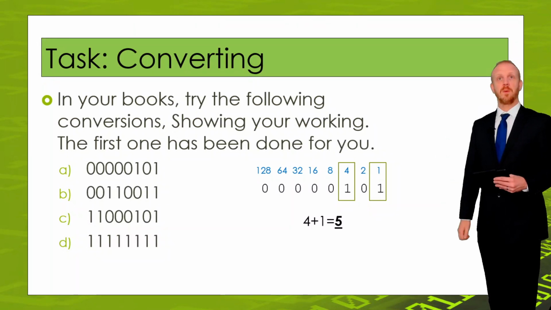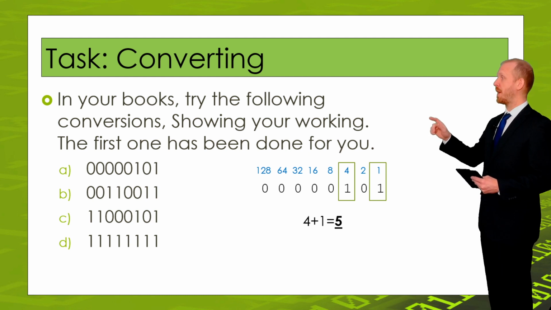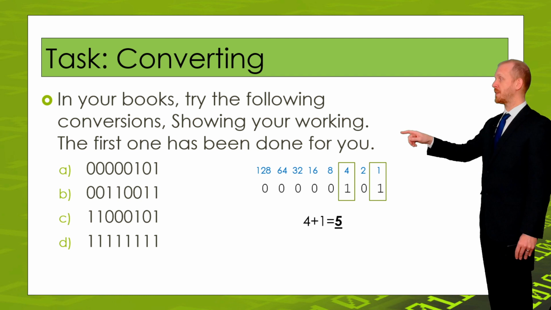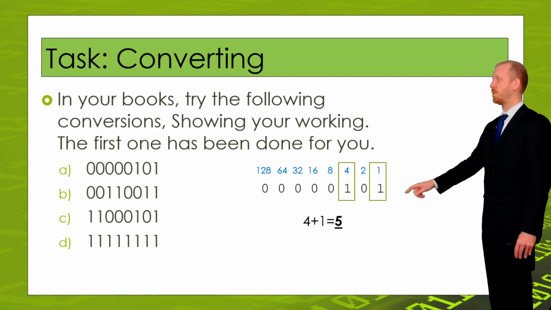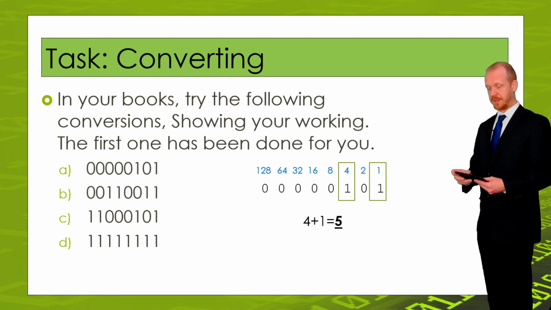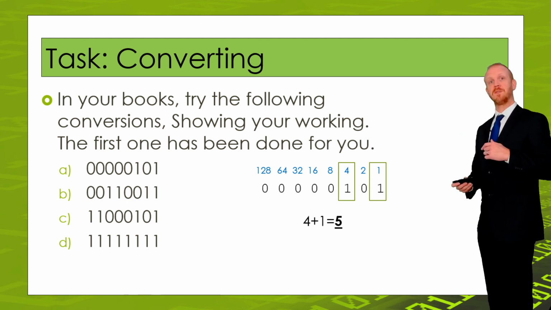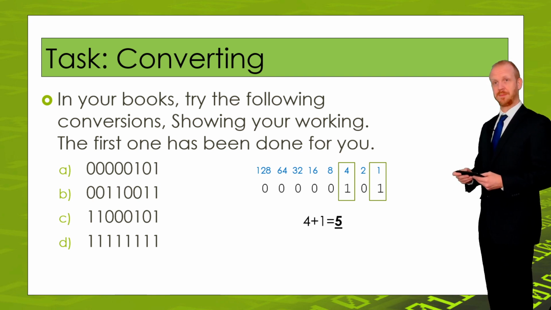So, task for you to have a go at here. This is hopefully fairly straightforward for you. In your books, I want you to try the following conversions. The first one's been done for you. So we wrote that out like this, put the column values in, then highlighted the ones that had a 1, which was just 4 and 1, added the 4 and 1 together, that gave us 5. Can you try it for the remaining 3, please? Once again, when I disappear, pause the video. Once you've done these, you can unpause it and I'll go through what the answers were.